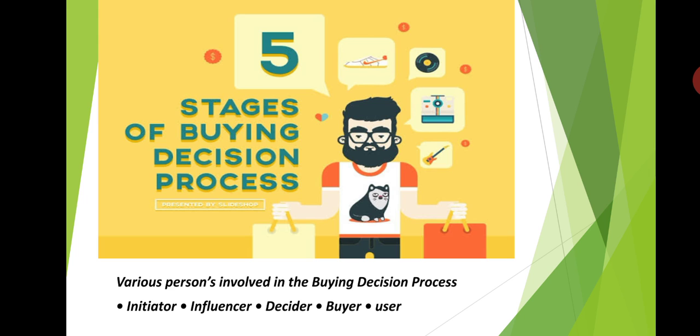Decider. Who is a decider? A decider is a person who ultimately makes a decision as to whether to buy, what to buy, where to buy and when to buy it. So the decider is a person who decides to buy the product. The buyer is a person who actually buys a product, right? And the user is a person who uses the product.